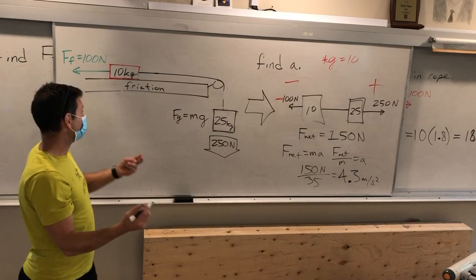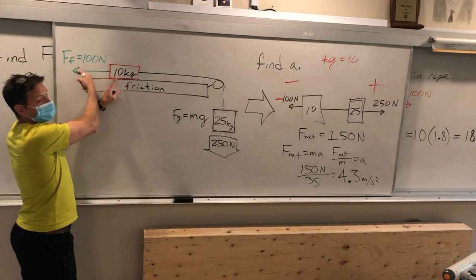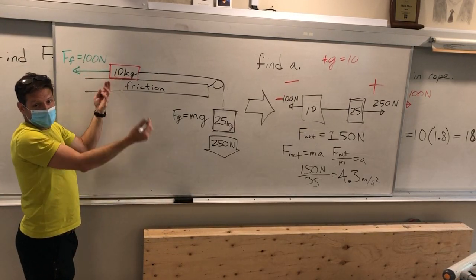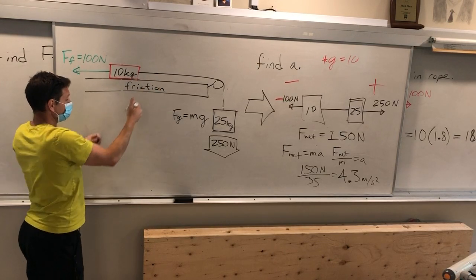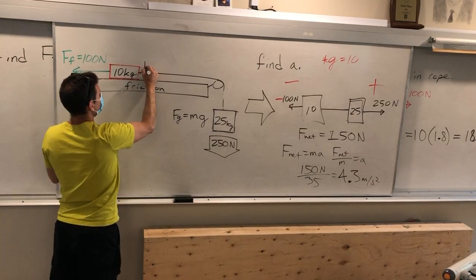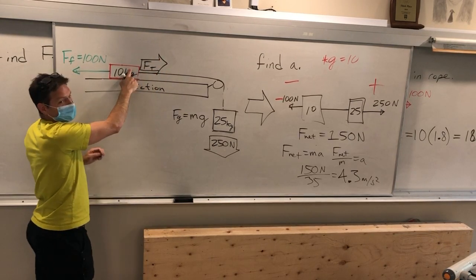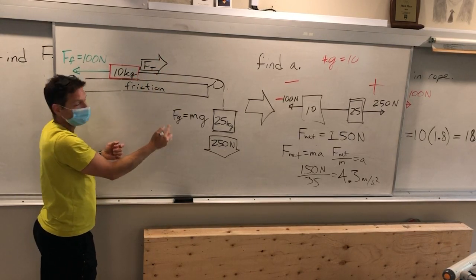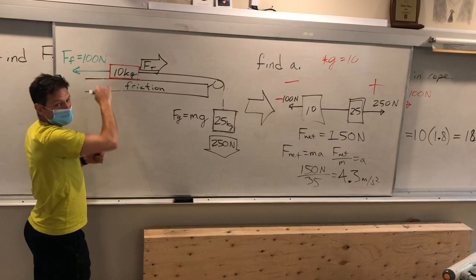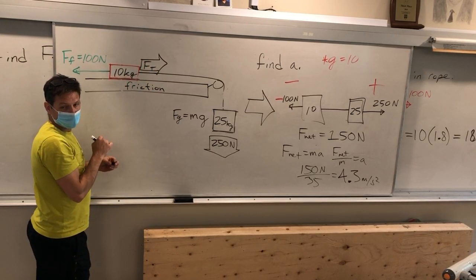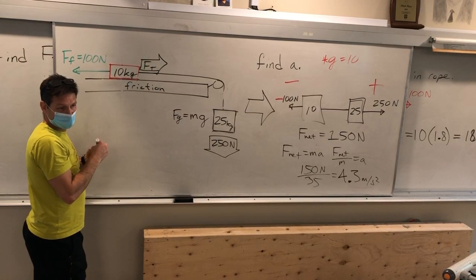And if I know its net force and I know that friction is 100 this way, I should be able to calculate the tension force, because the net force on this block has to be the sum of this force and this force. Does that make sense? Wait, hold on, can you re-explain that?